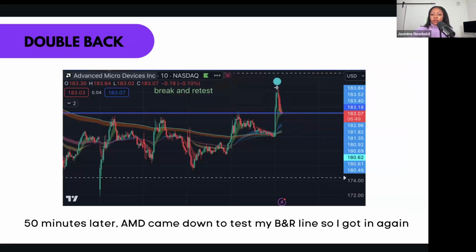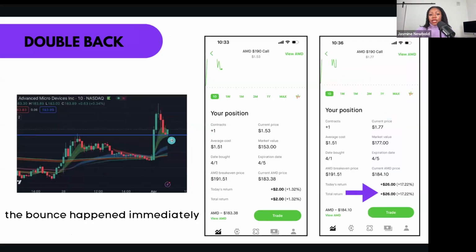It came up, rolled that breakthrough. It came back down. It retested my line. So I decided to get in again on this retest. Getting in again on the retest, look what it did. It did exactly what I said it was going to do. It bounced off of the retest line. So this little bounce happened immediately after retesting this line and made me another 17%.